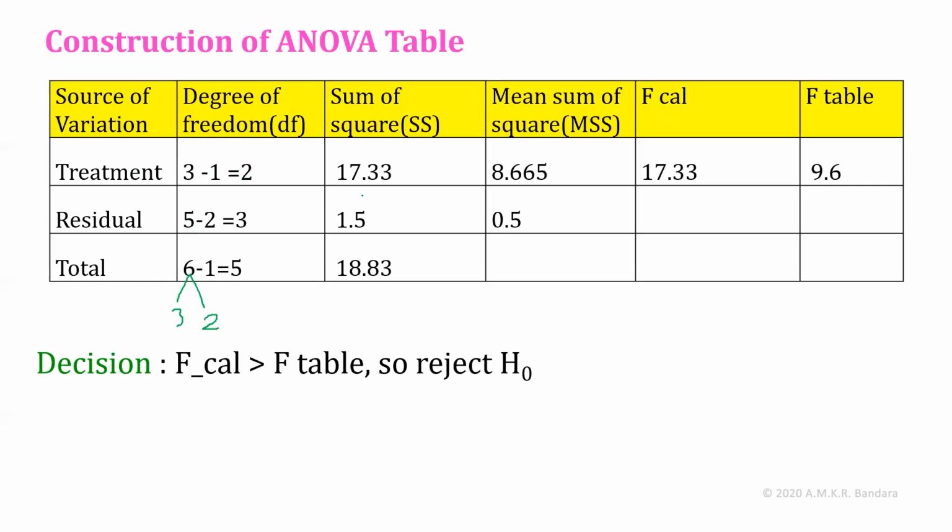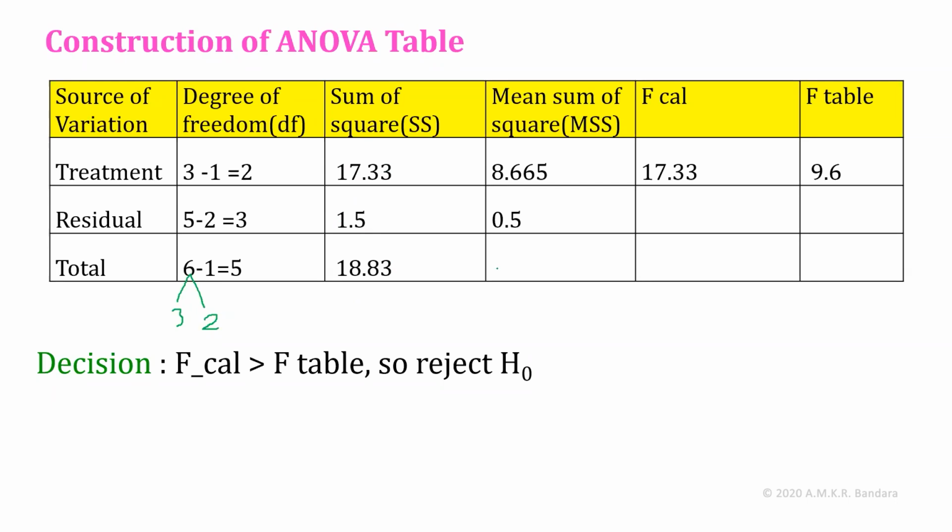Now the next column is sums of squares. We have found these sums of squares earlier using formulas. Here the total sums of square was 18.83 and the treatment sums of square was 17.33. So in order to find the residual sums of square, you have to deduct the treatment sums of square from the total sums of square. So the residual sums of square will be 1.5.